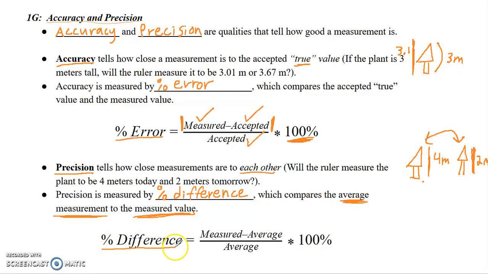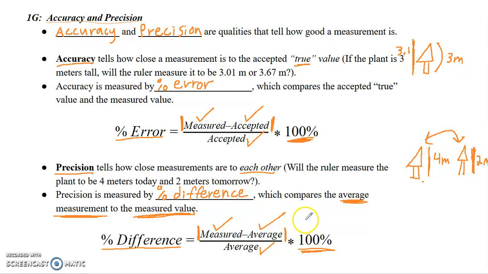And percent difference, the way to actually calculate that, is your measured value, one measurement, minus the average of all your measurements that you've taken, and then you divide that by the average. And you multiply that by 100%, and that's going to give you a number that'll tell you, are you precise? Are your measurements close together? Are they consistent with each other? And the same thing, you should probably add in absolute value bars up here, because percent difference is always going to be positive. You might get a negative number out sometimes, but you can always think of percent difference as positive.